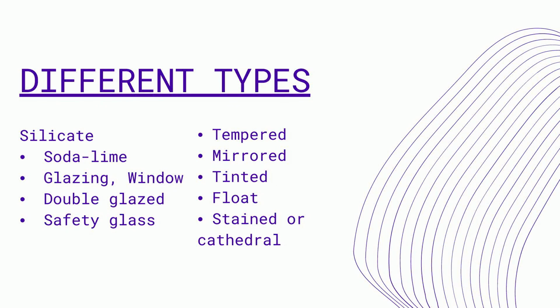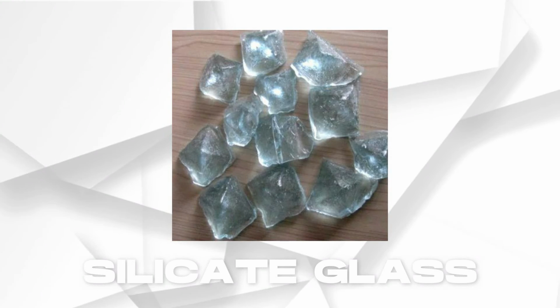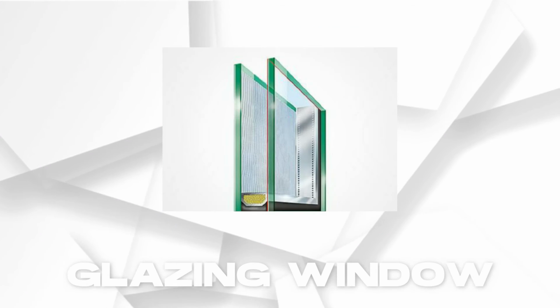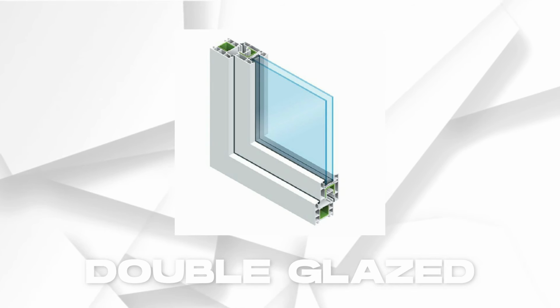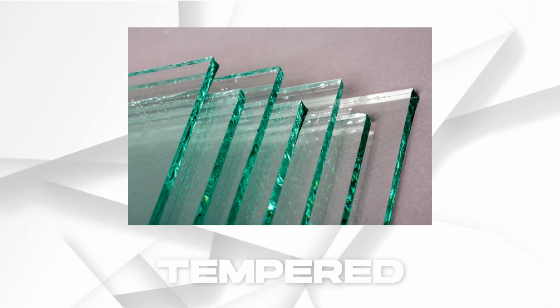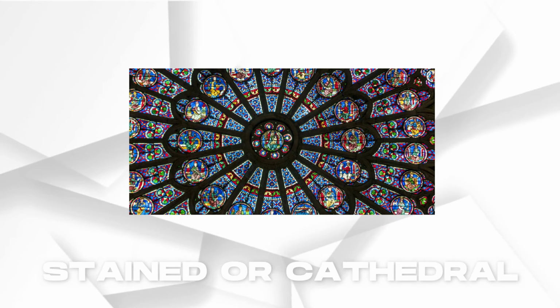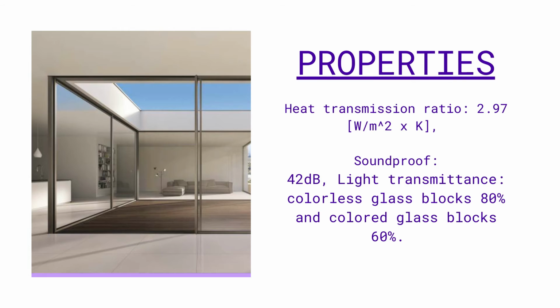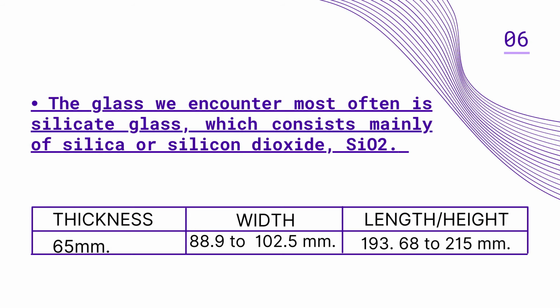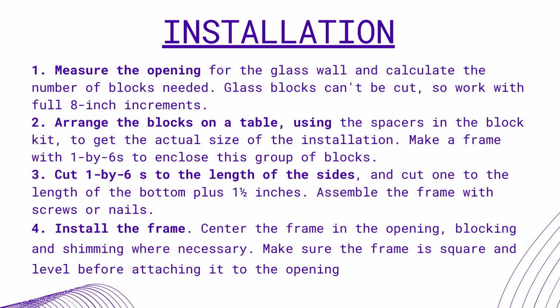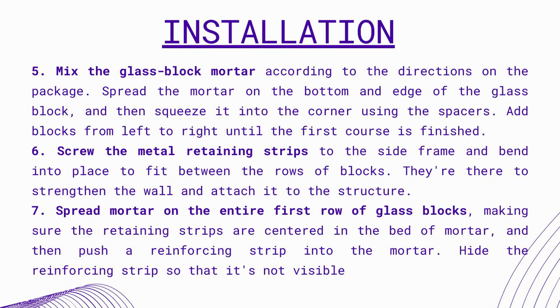Different types of glass walls are silicate, soda lime, glazing window, double glazed, safety glass, tempered, mirrored, tinted, float, stained, or cathedral. Heat transmission ratio of 2.97 watts per meter squared times Kelvin. Soundproof of negative 42 decibel. Light transmittance is 80% for colorless glass blocks and 60% for colored blocks.